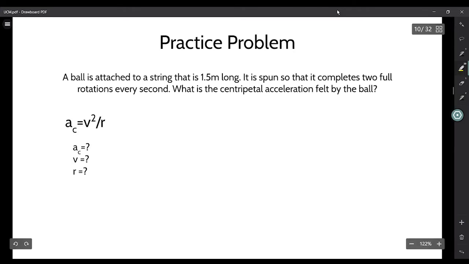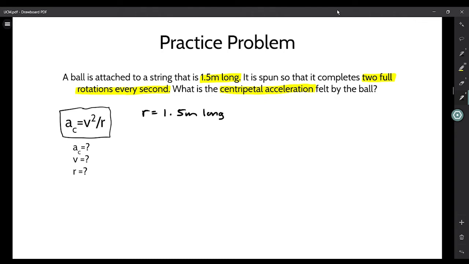Here is our practice problem. A ball is attached to a string that is 1.5 meters long, spun around so that it completes 2 full cycles every second. What is the centripetal acceleration felt by the ball? We know that AC equals V squared over R, which means in order to find AC, we need to first find the velocity and the radius. Well, we know the radius already. It's the string that is 1.5 meters long. And we know that the formula for velocity is 2 pi r over t. We already have all the variables on the top.